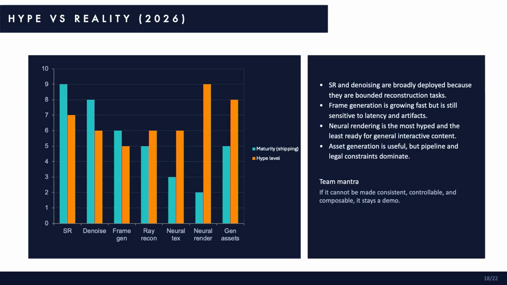All right. Hype versus reality. And I'll tell you right now, these numbers are based on some experiences that I have and very small amounts of data. So it's more like my finger in the air intuition. Super resolution, we have it now, shipping. Denoising, we have it now as well. Frame generation, that's interpolation, we have it now. Ray reconstruction, NVIDIA has it, but there's not a lot of people that use it. So right now it's a little more hype, yeah.